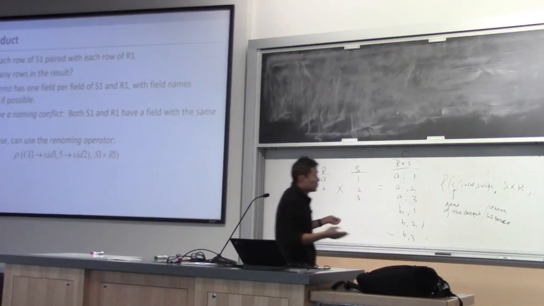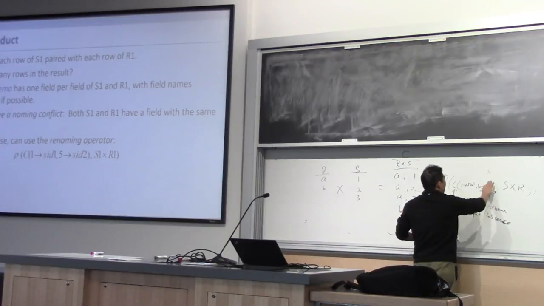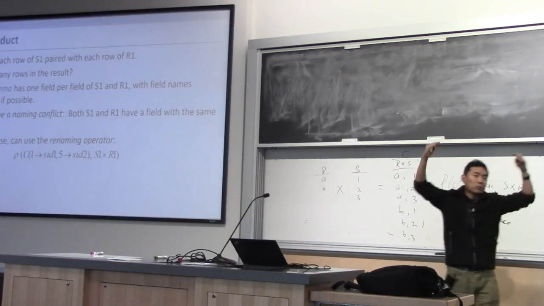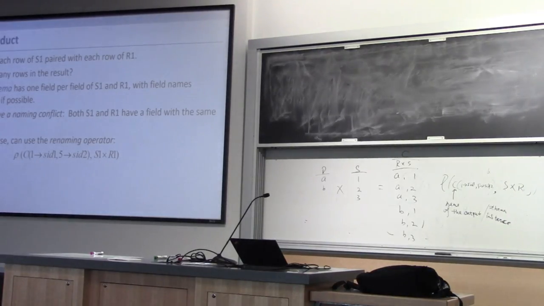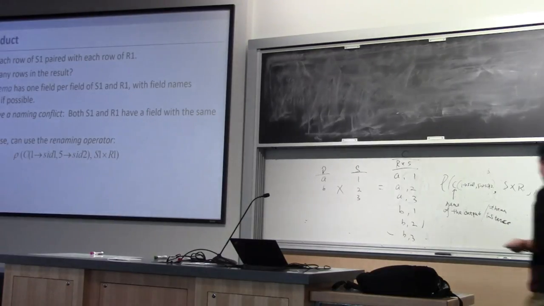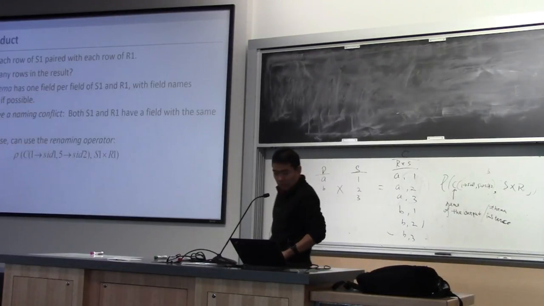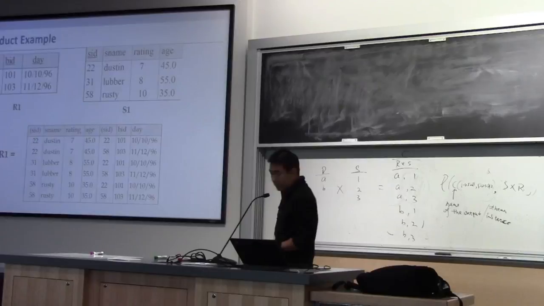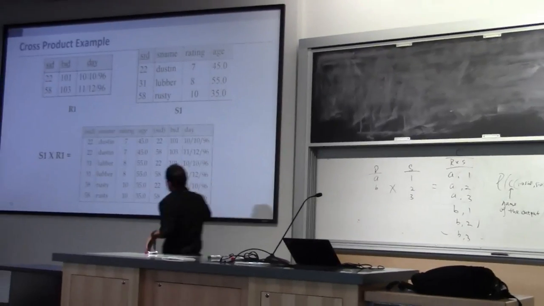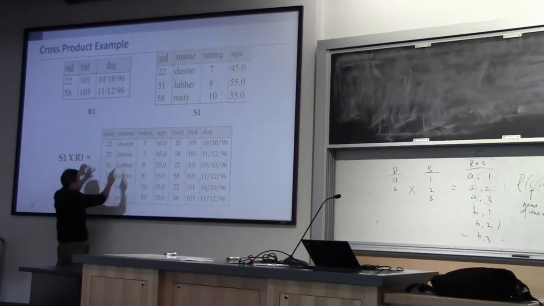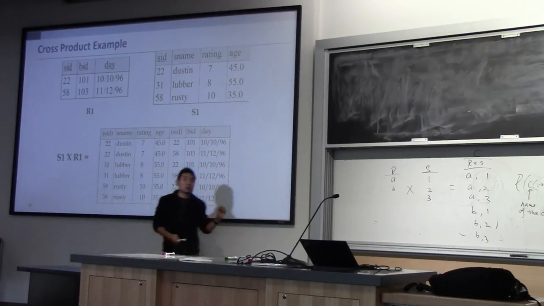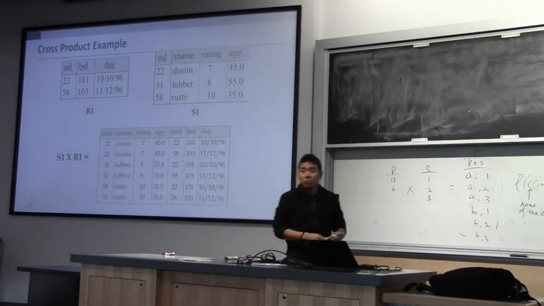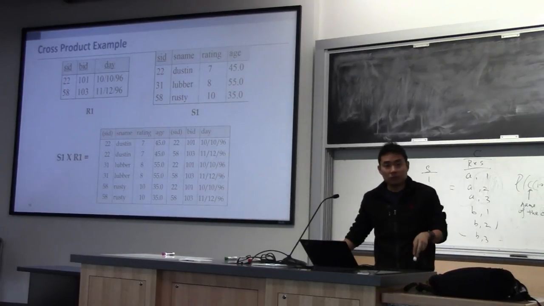What about the other attributes? If you're not renaming them, the other attributes inherit whatever original name they have from the input relational schema. That's the renaming operator. So this is the output. Using that renaming operator, this whole thing is called C, and this will be SID1, this will be SID2. Questions?